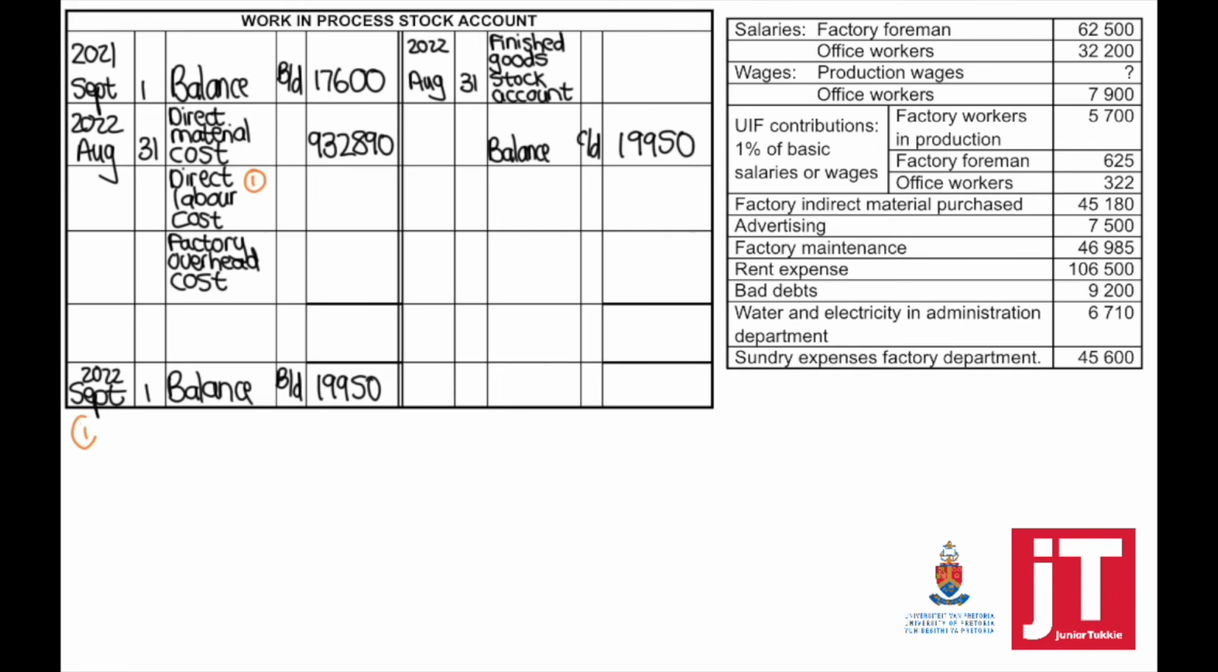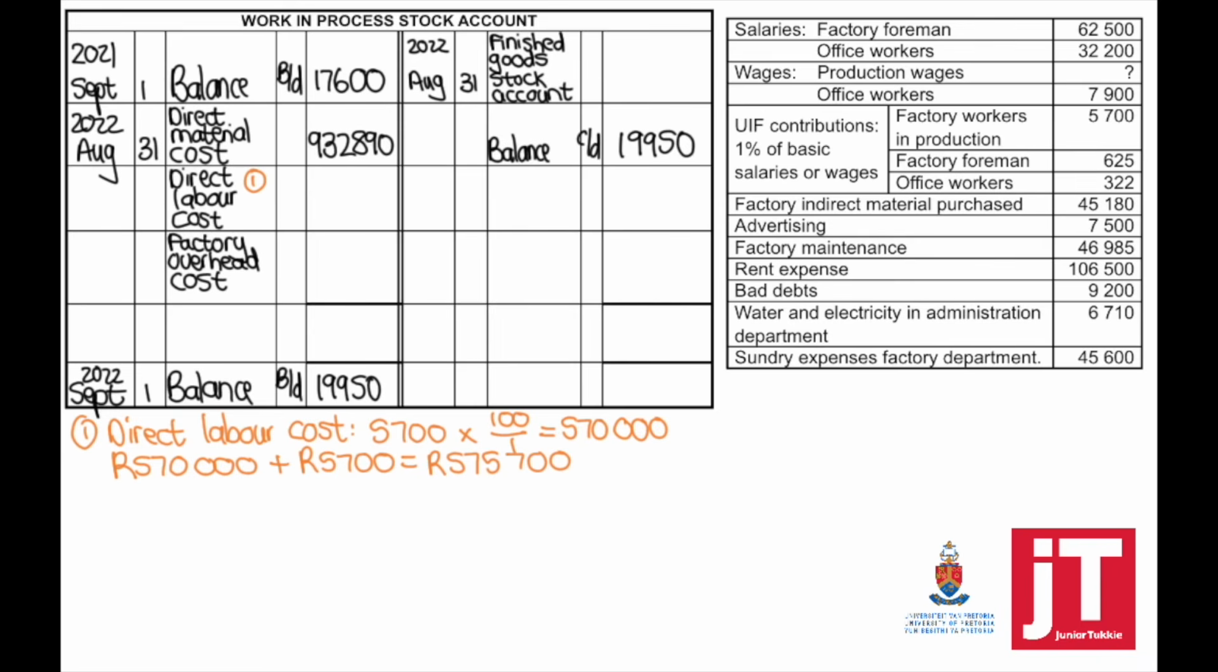What have they told us? For direct labor cost, it says production wages, question mark. And then they said UIF contributions, 1% of basic salaries and wages. And they provided to us, the factory workers in the production, 5,700. So if we want to find out our total production wages, take the UIF, the 1%, and say 5,700 times 100 divided by 1. Then we're going to add the UIF contribution, and that is my total direct labor cost.